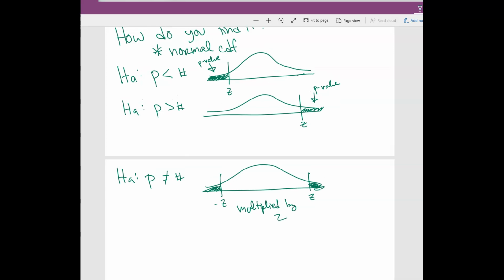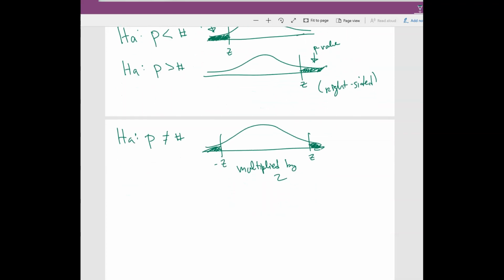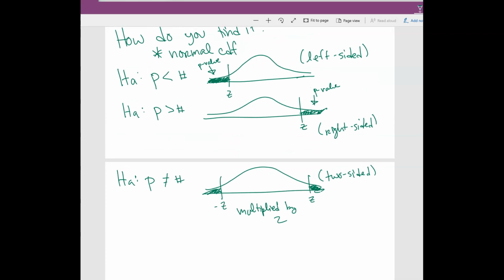Now you kind of see why this is called what it's called. See how this is on the left? This is called left-tailed or left-sided. I think I said left-sided last time. So this is left-sided because it's on the left. This is called right-sided because it's on the right. And this one is called two-sided or two-tailed because it's on both sides. Okay, so we have all of this.